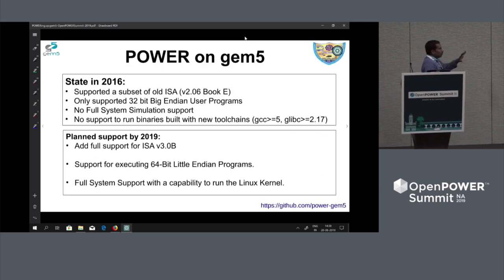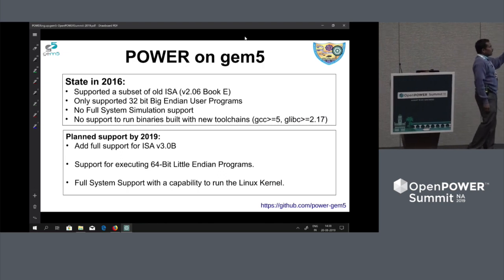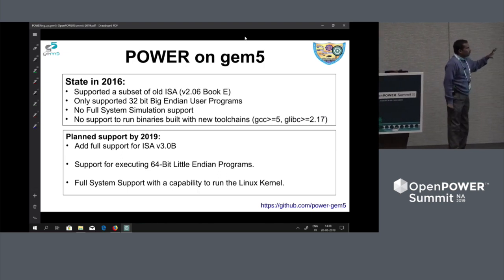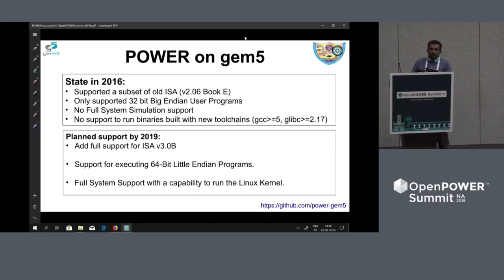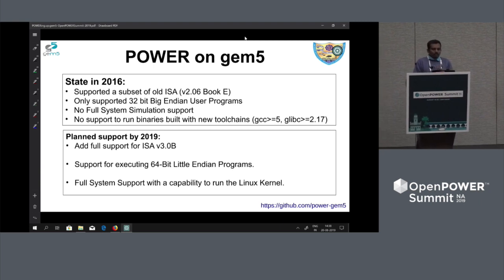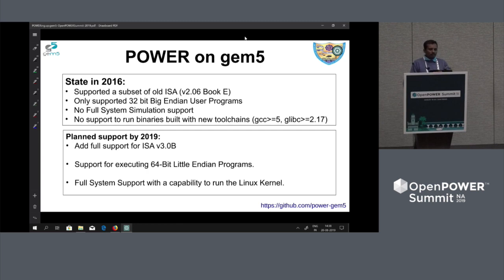So the status of Power before we began the project is shown in the top box. The old ISA version 2.06, 32-bit big endian programs we were able to run in an restricted environment, with no full system simulation support, and newer toolchains were not working.